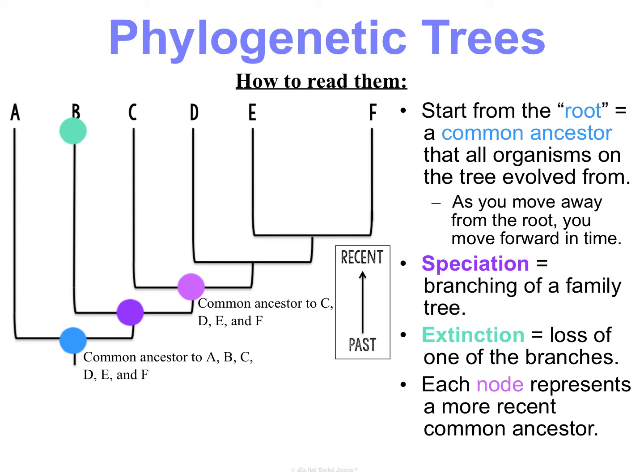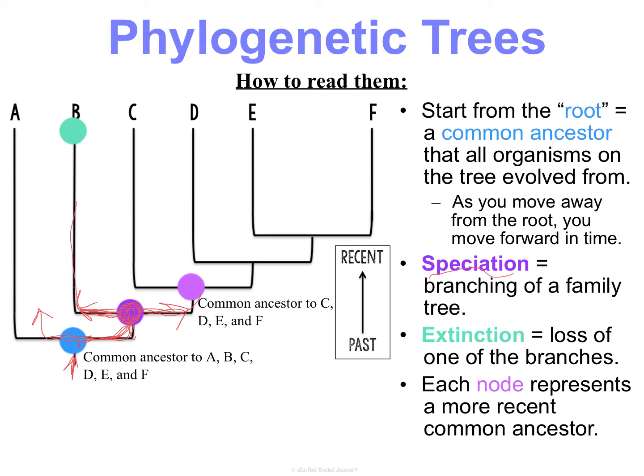We start from the root. So the root, which is right over here, is a common ancestor. This is the organism from which all other species on this tree are going to evolve. As you move away from the root, you are experiencing time. So it's time to go that way and time to go that way. Where we see this common ancestor and then we have another species that has evolved this way and then this way, we call this speciation. That's the branching off of this common ancestor, where two species have now evolved.